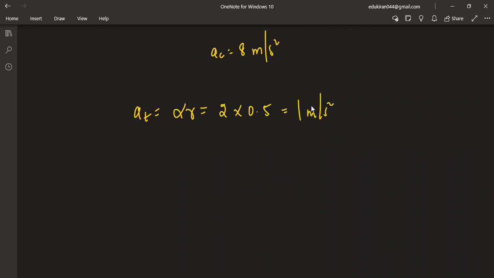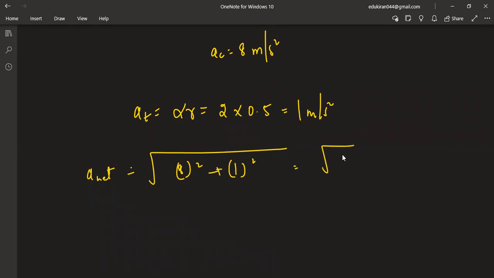So net acceleration, this is not the net acceleration, we have 2 accelerations. Net acceleration will be under root 8 square plus 1 square. So this will be under root 65. But see, this would be something 8 point something, and the exact answer option is not given. So we can almost write it as root 64 only. That will be 8 meter per second square.